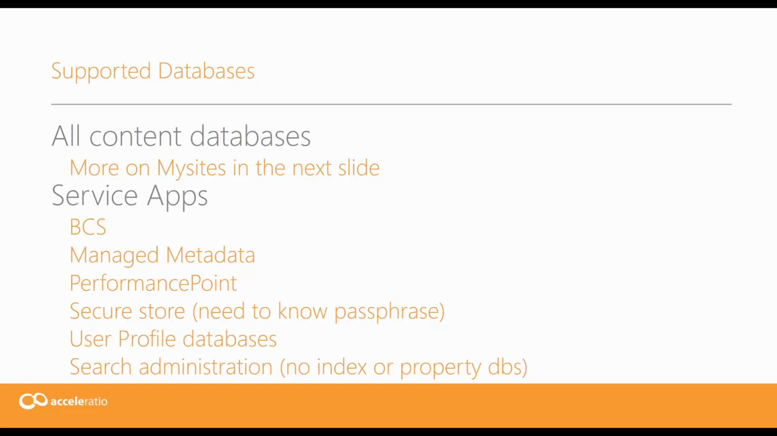So for BCS, all of your external connections, credentials, and all that, they pop up. For managed metadata, all your data and managed metadata shows up in there. Performance Point, I'll be honest, I've not done a Performance Point upgrade. Performance Point and I just don't get along very well, but that's all documented out there, and I know that will upgrade. Secure Store, that is where you can store credentials for internal stuff. That one you can bring over.